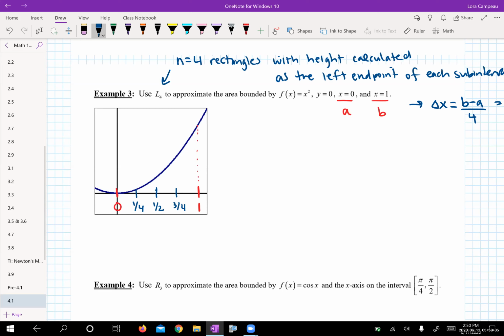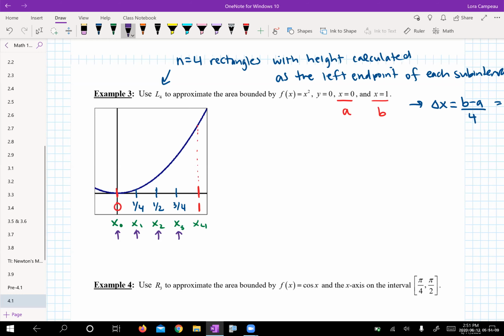And then also, if I am using L4, it might be convenient to list your subscripts. So left endpoints x0, x1, x2, x3, and x4. The left endpoints of each of the subintervals, sometimes it helps to point them out. Pick all the left numbers, and that's who we're going to be using to calculate the heights. So you can draw the picture to help you.